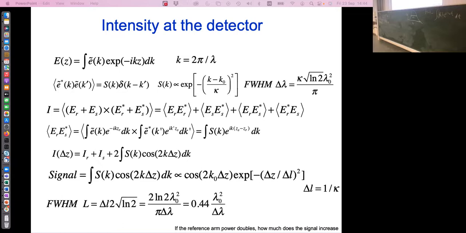And I have a trick question. So the signal in my OCT is this interference term. This is because the other part is just a constant background. No matter what my depth location is, I always measure the reference arm intensity plus the sample arm intensity. The information is captured in this interference term. So if I look at this interference term, what happens if I double the reference arm power? What happens with this signal term here?